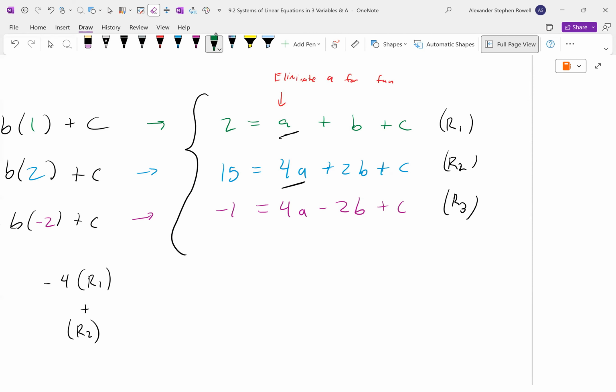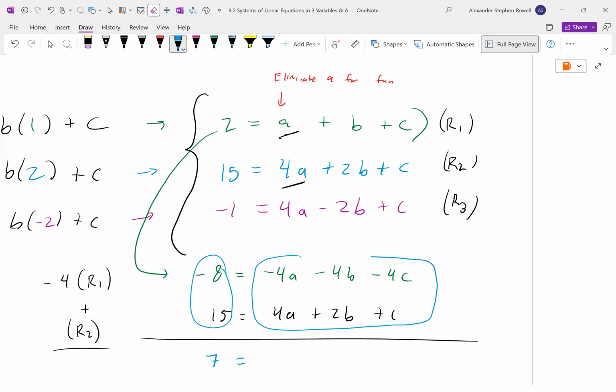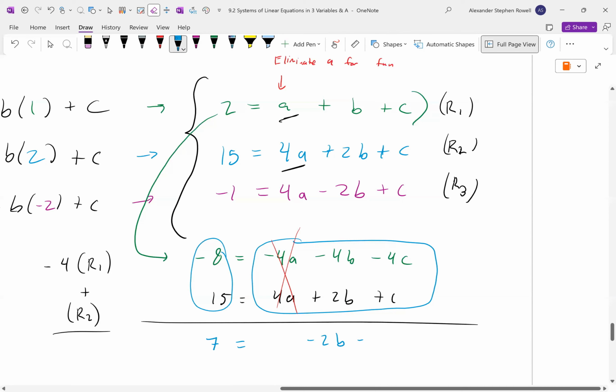Okay, so this is where a lot of mistakes occur. Can you imagine multiplying everything here by -4? What would you get? Minus 4a, minus 4b, minus 4c. We'll keep row 2 the same. 15 is equal to 4a plus 2b plus c. So now we're ready to add these together. -8 plus 15 is equal to, on the right-hand side, the a's cancel by design. It's elimination method. -2b minus 3c.